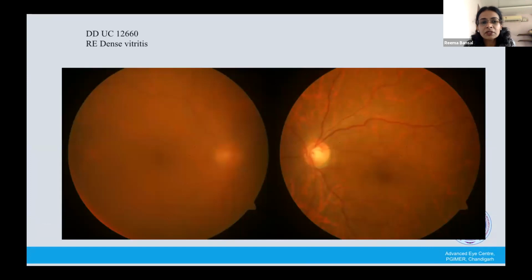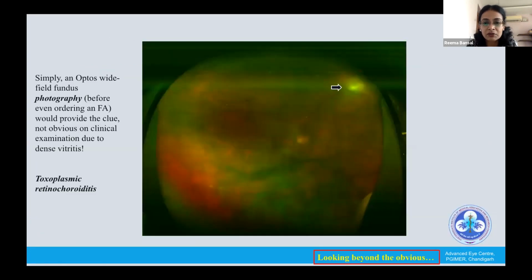A patient with dense vitritis presenting to you with sudden loss, floaters and hazy vision in the right eye. So before taking up the patient for a fluorescein or an OCT, it's a good idea to examine the periphery. Clinically, they may not be able to see because of significant vitritis, but a wide field photography would tell that there is a healed-like lesion in the upper nasal extreme periphery, and we're dealing with nothing more than toxoplasmic retinochoroiditis. So just a wide field photography gives us all the clues of the clinical diagnosis here.